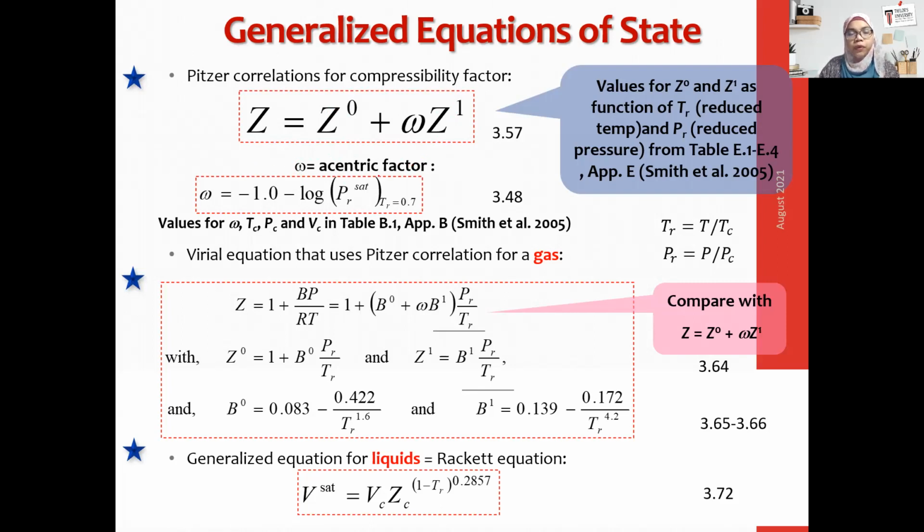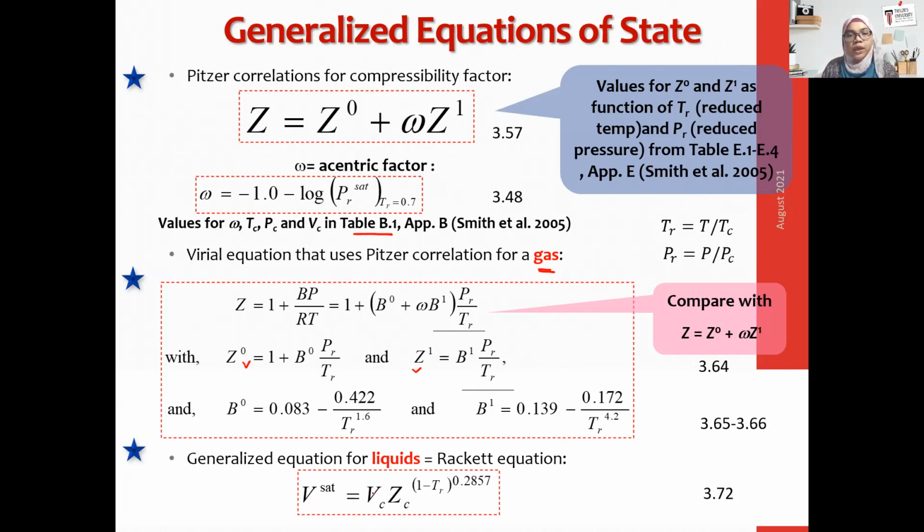Okay, the eccentric factor is different for each substance or gas. So you may refer to this value in Table B1 in Appendix B, for example for methane, hexane. So for methane and maybe ethanol, we have different eccentric factors. Okay, for the gas here, you can use this information to define Z0 and Z1, or otherwise you can refer to the appendix. And for the liquid, we may use the Rackett equation.